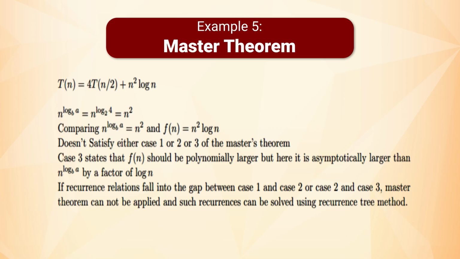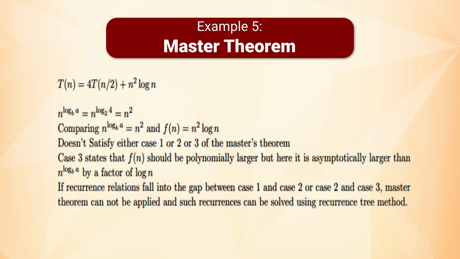So, here the case 3 states that f n should be polynomial larger, but here it is asymptotically larger than n to the power log a, because in this case n to the power log a base b, that is n square, and f n equal to n square log n. So, this is asymptotically larger, not the polynomially larger. So, if recurrence relation fail into the gap between the case 1 and case 2, or case 2 and case 3, master theorem cannot be applied. Such recurrences can be solved using the recursion tree method.